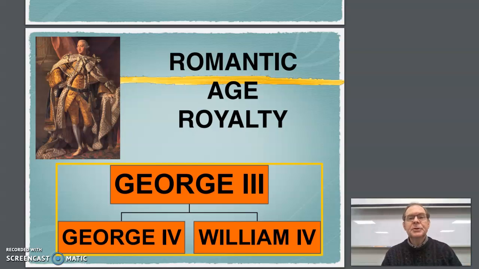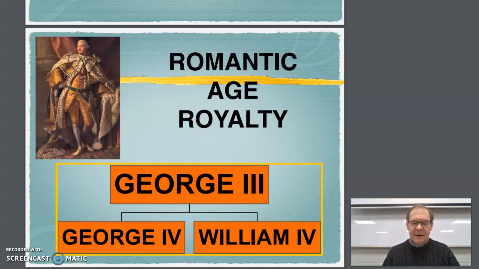Well, here's a screen that shows our royals. Very easy. It's George III that we fought against in the American Revolutionary War and his two children, George IV and William IV. Poor George III, he not only lost the American colonies, but as he got older, he went blind and even insane. So his son, who became the future George IV, ruled as what we call a prince regent, and eventually, when his father died, became King George IV.